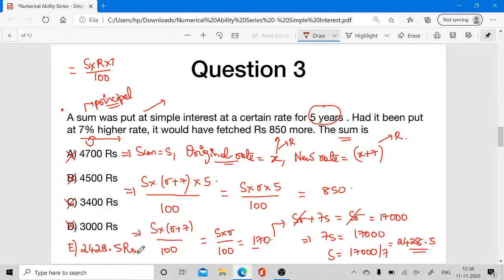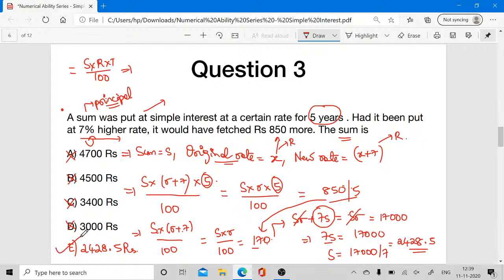Okay, the original rate is x plus 7, so we will substitute it into this formula and equate. After equating, this will be SR plus 7S. SR cancels on both sides, 7S remains. 7S is equal to, first we do 850 divided by 5, which is 170. Then SR will get cancelled. 7S is equal to 170 into 100, add triple zeros. S is equal to 17,000 by 7, which is 2428.5. Sadly, we do not have any option which matches the question here.